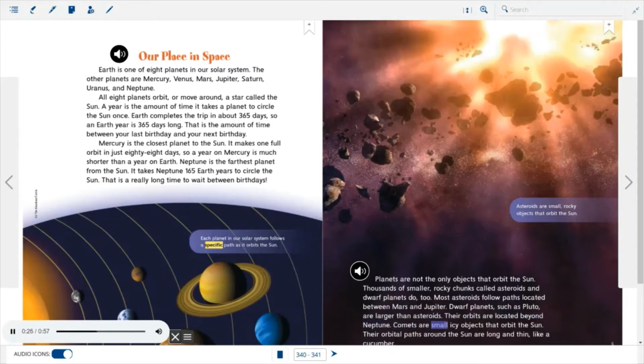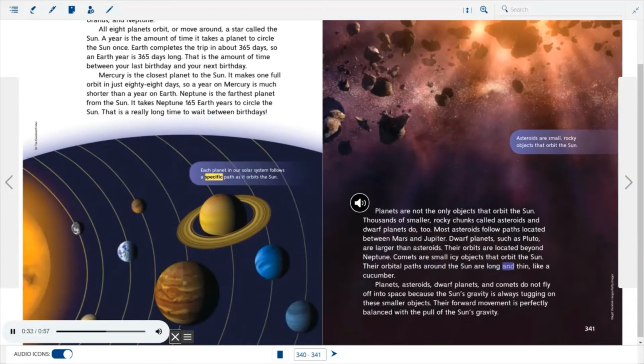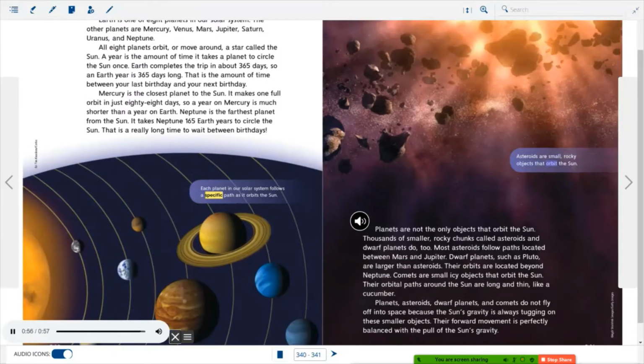Comets are small icy objects that orbit the Sun. Their orbital paths around the Sun are long and thin, like a cucumber. Planets, asteroids, dwarf planets, and comets do not fly off into space because the Sun's gravity is always tugging on these smaller objects. Their forward movement is perfectly balanced with the pull of the Sun's gravity. Asteroids are small rocky objects that orbit the Sun.